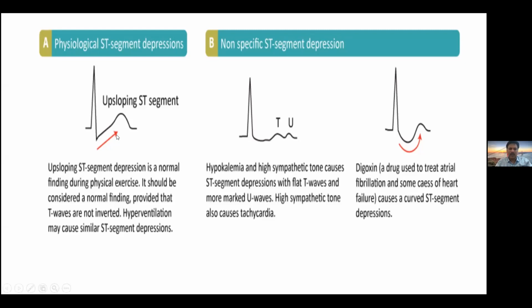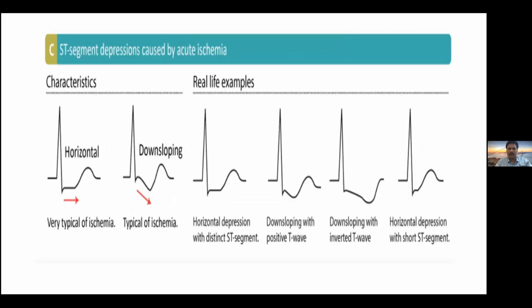But the most important point is, whenever there is a tachycardia and you find an ST depression rapidly becoming normal within 1 or 1.5 small squares, you call it upsloping ST segment depression, right?